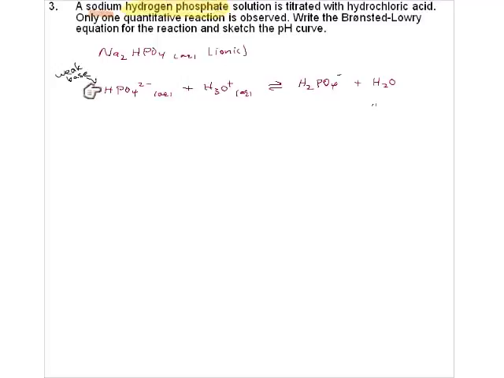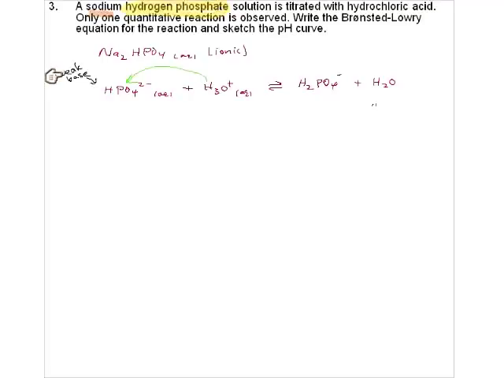Okay, so what we're looking at, we're saying only one quantitative reaction is observed. So we're taking this guy and we're going to donate one single hydrogen here. So that's going to be the donation like that. So this guy is really, even though it's got a hydrogen here, because it's mixed with a much stronger acid, this guy is being forced to act as a base.